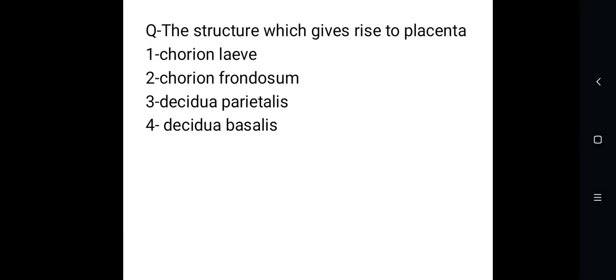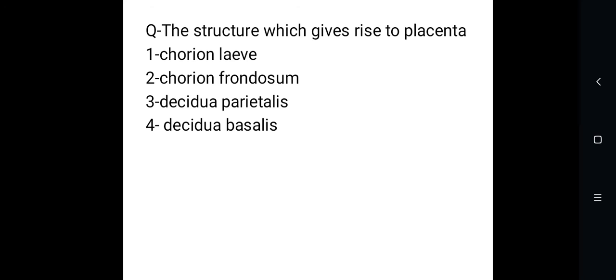Now question number 1: the structure which gives rise to placenta. Remember that there is chorion frondosum which is invading the decidua basalis. This chorion frondosum and decidua basalis together make the placenta. What is chorion laeve? Chorion laeve is the portion of the trophoblastic invasion that was present around the whole uterine cavity towards the other side, and it does not give rise to placenta, rather it forms the fetal membrane chorion.